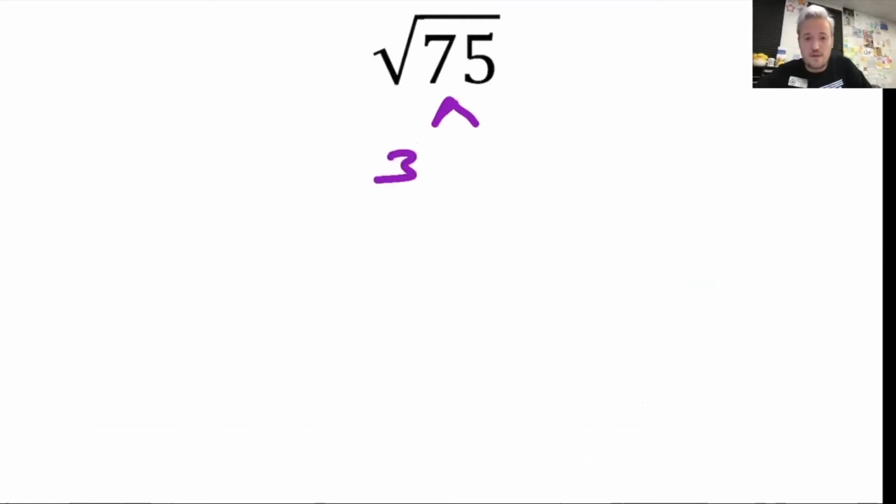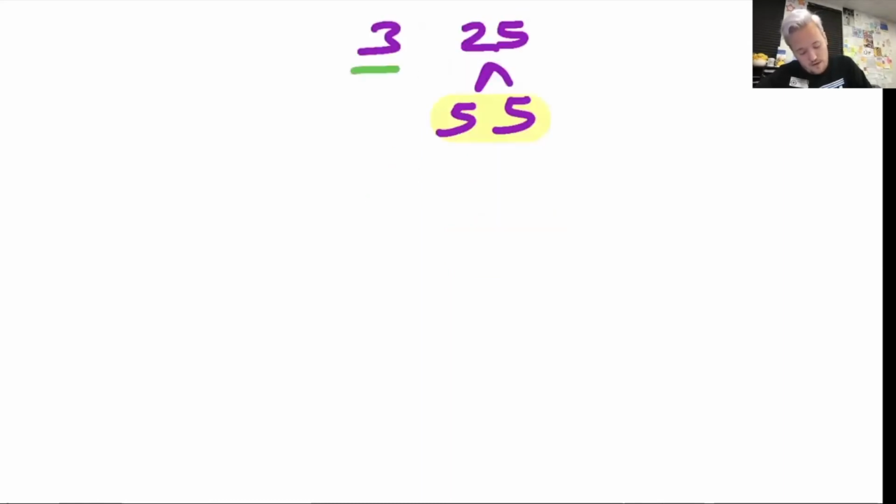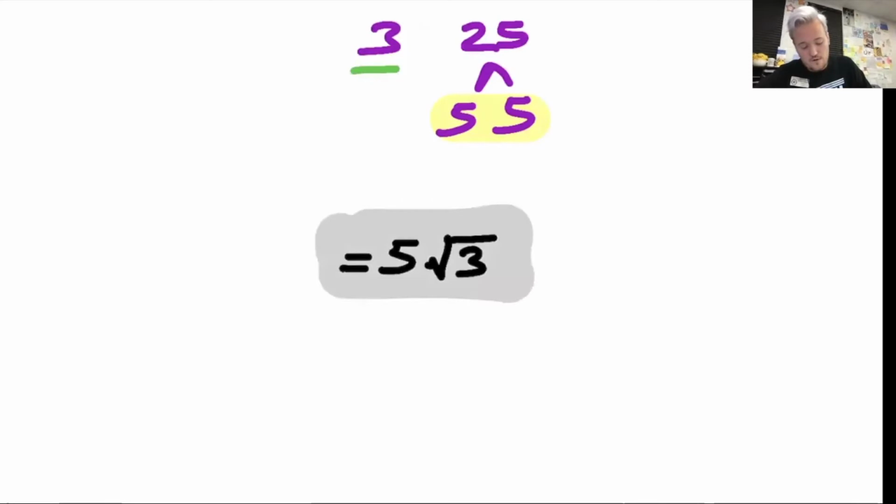To break down 75, I'm going to use 3 and 25. And then 25 breaks down into 5 and 5. So 5 and 5, that's my pair. And then I have a leftover 3 here. So we're going to have 5 root 3. So just remember, your pair numbers go on the outside, and then your leftovers stay on the inside.